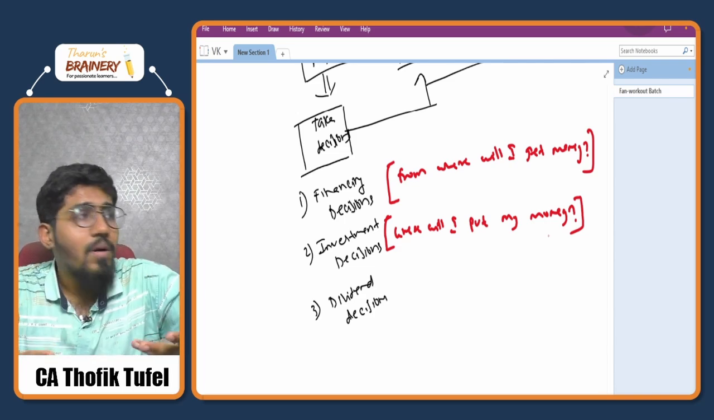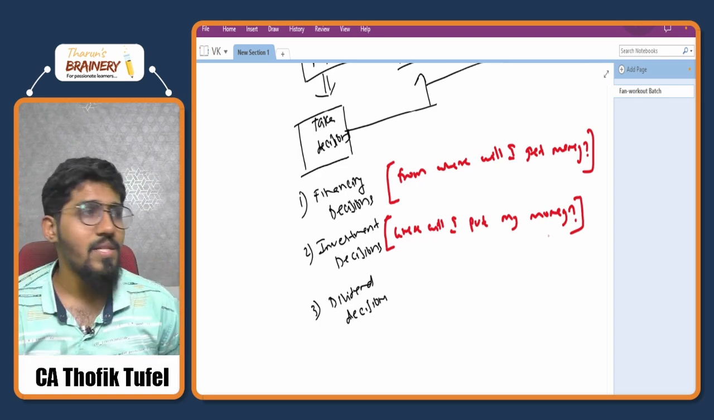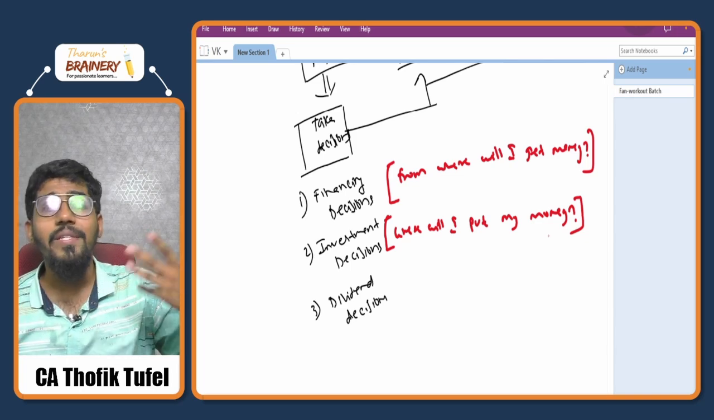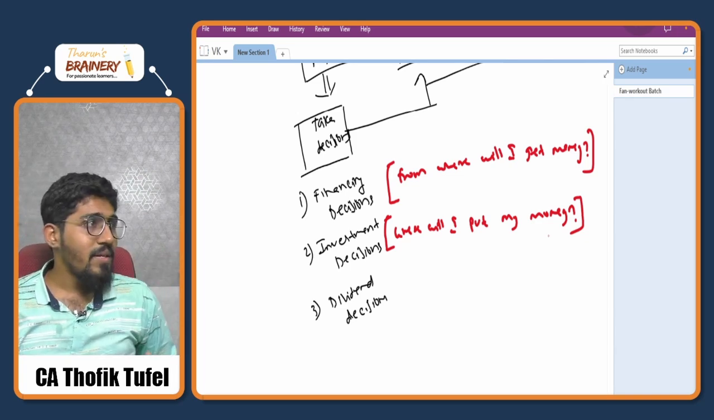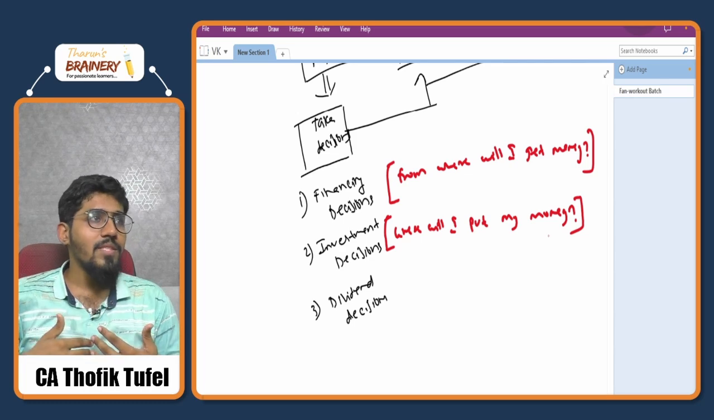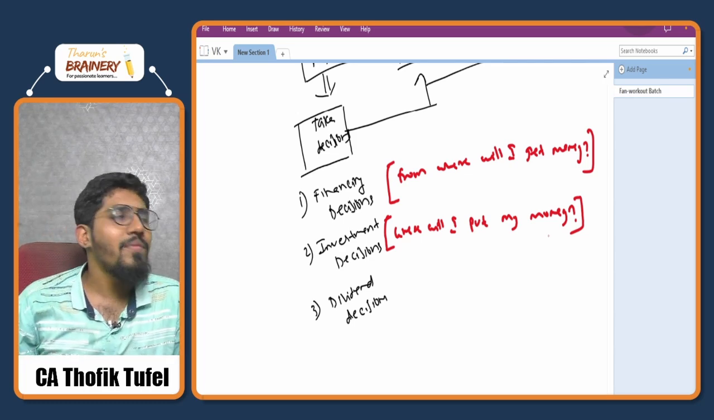The invested amount will generate me some return, correct? If I invested in some business, that business will give me some operating profit. If I invested in FD, that FD will give me some interest. If I've invested in some other person, correct? Some with me, yes or no? So wherever your investment, see, what is an investment?